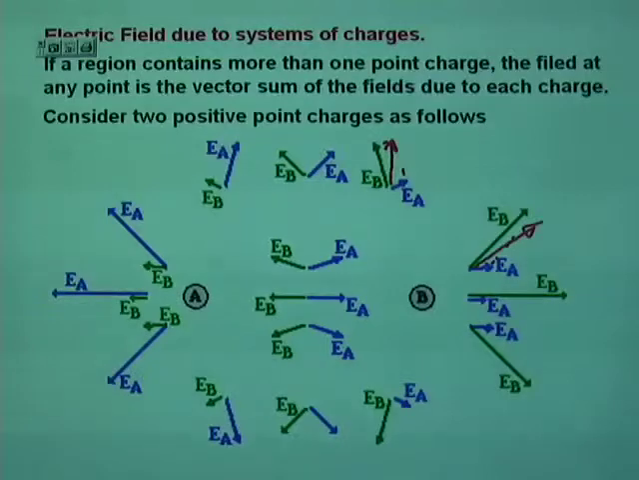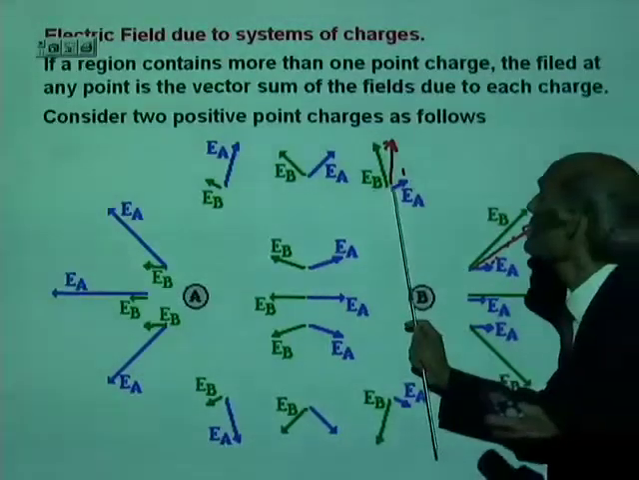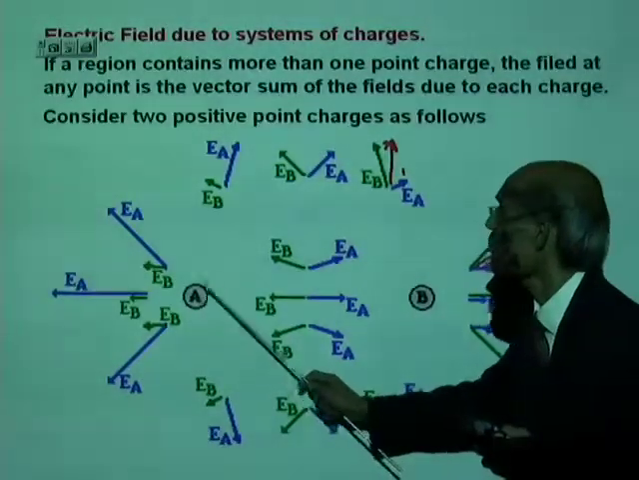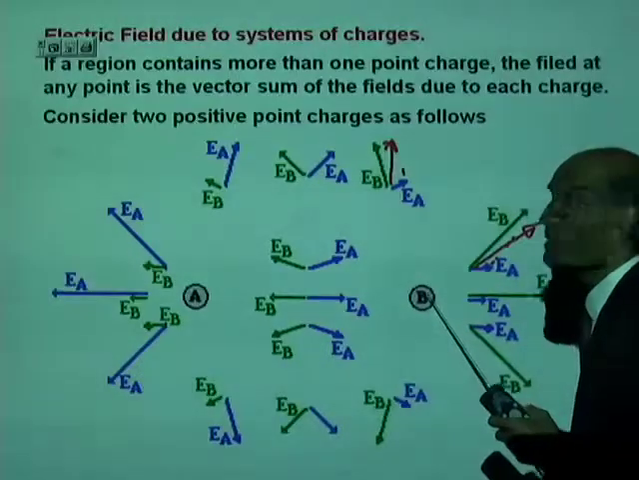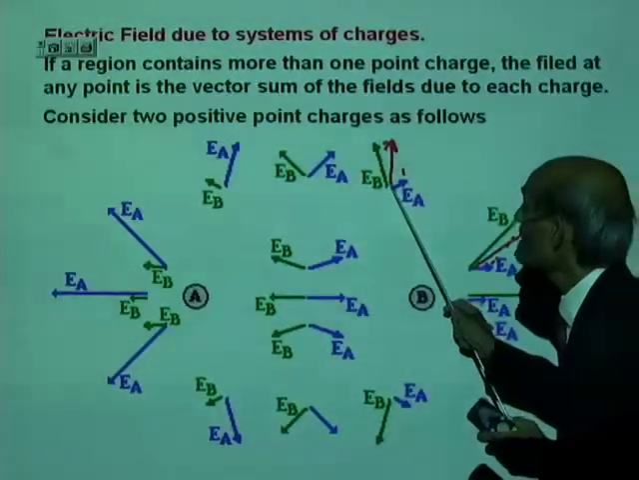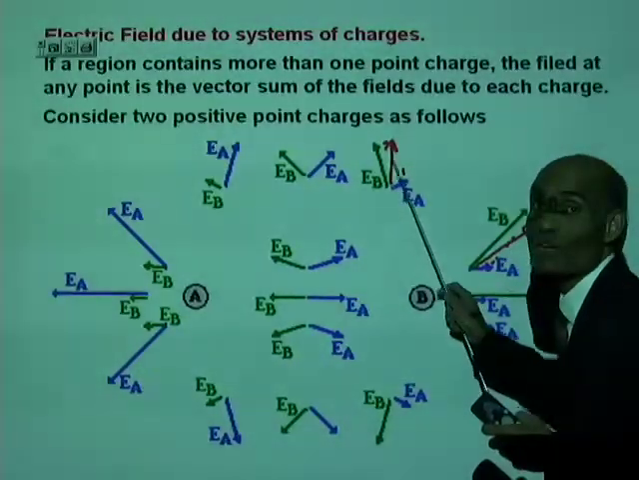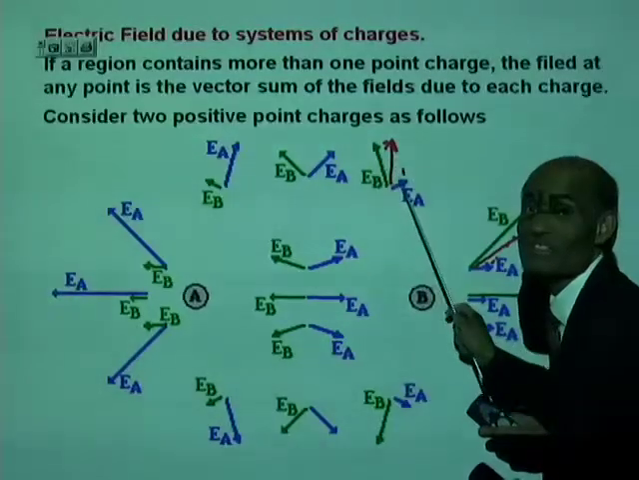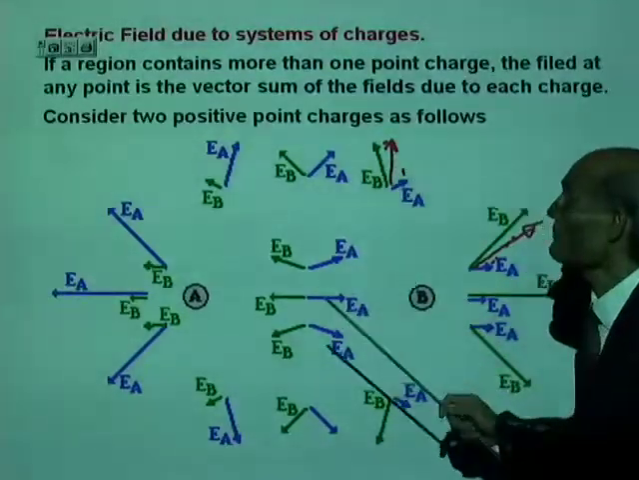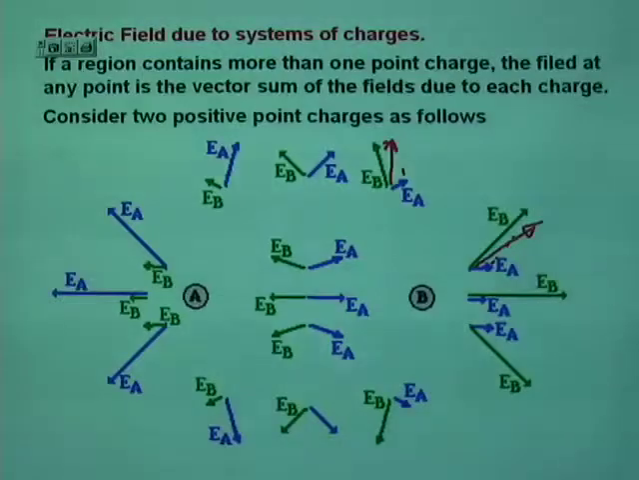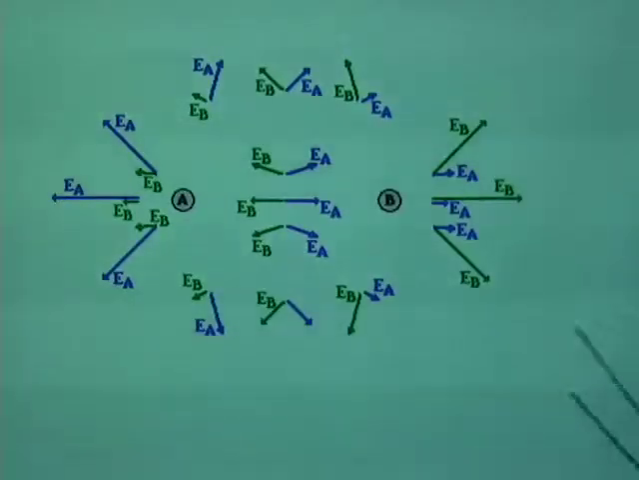So at every point there will be two electric fields, one due to A and one due to B, and the net electric field at any point is the vector sum of these two. All right. You can construct some of those in there.